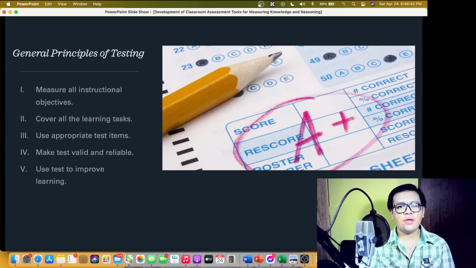So, general principles of testing. First, it measures all instructional objectives and covers all the learning tasks. It also uses appropriate test items, makes tests valid and reliable, and uses tests to improve learning. We all happen to know that a test is also part of assessment, and it's one way for us to evaluate our students' standing. If they were able to comprehend the lessons, it's very important to give them such exams so that we could do checks and balances.